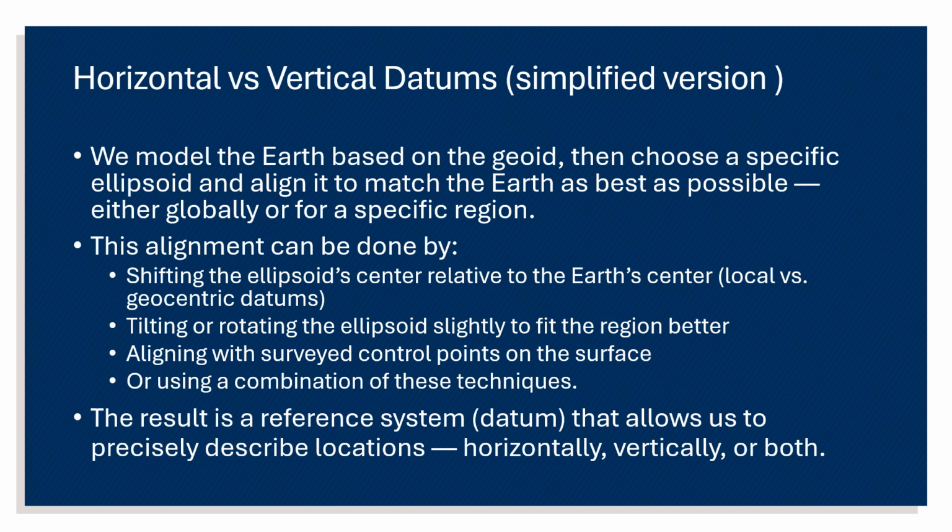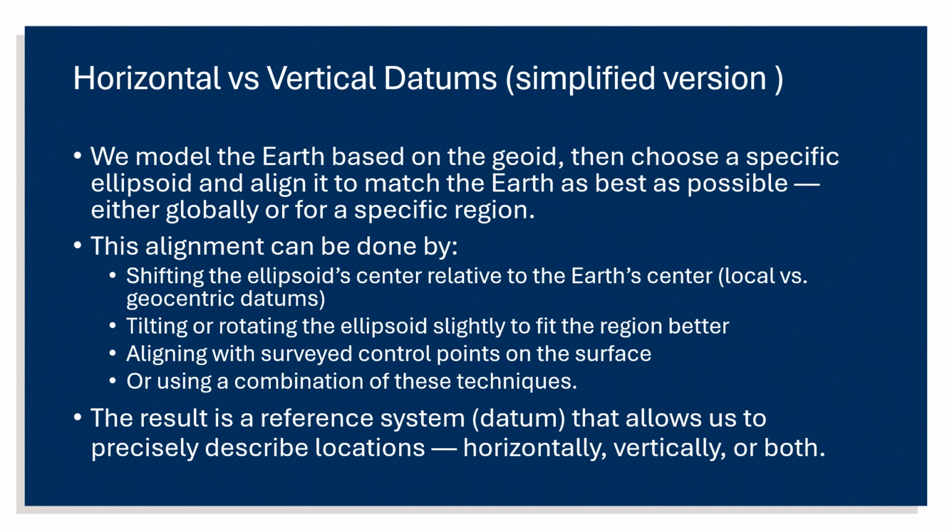We model the Earth based on the geoid, then we choose a specific ellipsoid and align it to match the Earth as best as possible, either globally for the entire Earth or for a specific region or part of the Earth. Alright, that makes sense. Now this alignment can be done by either shifting the ellipsoid's center relative to the Earth's center, that's local versus geocentric datums, or by tilting or rotating the ellipsoid slightly to fit the region better, aligning with surveyed control points on the surface, or using a combination of these techniques.